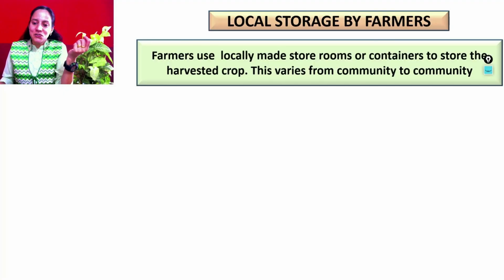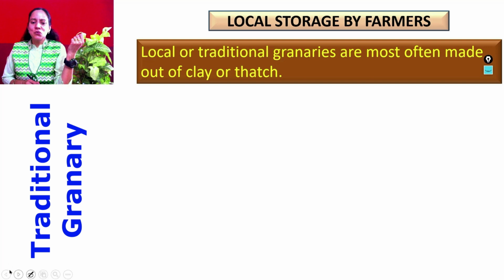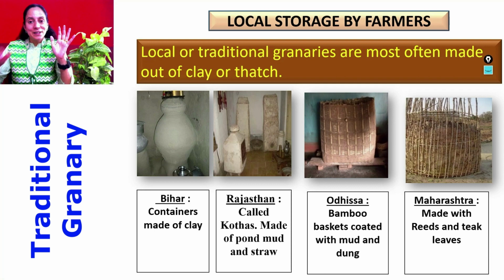बट हमारा एक स्मॉल स्केल फार्मर डिफरेंट स्टेट्स में कैसे अपने हार्वेस्टेड क्रॉप प्रोड्यूस को स्टोर करता है. I also want to show you that for extended learning. And to connect you with the village life, farmers use locally made storerooms or containers to store the harvested crop. So local or traditional granaries are most often made out of mud, clay and thatch. These are 4 typically traditional type of storage structure used in 4 different states of our country for storing the dry crop produce by a small farmer. This is also one smaller version of storage structure which is used in one of the northeast states for storage of dry crop produce.